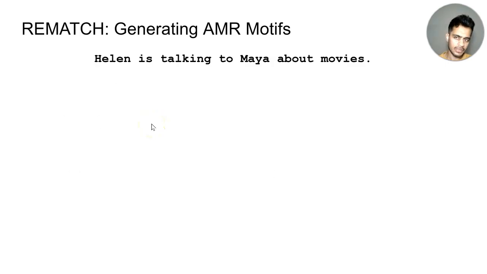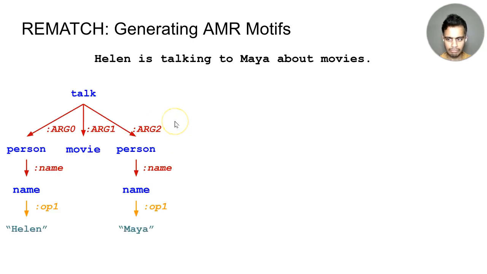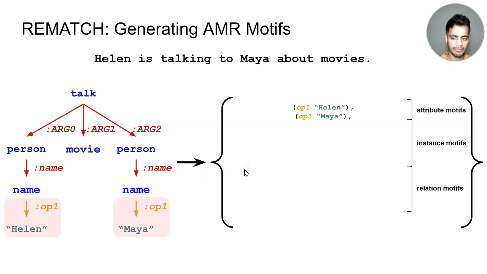Now let's talk about our method, Rematch. The first step in Rematch is to generate AMR motifs. For the sentence, Helen's talking to Maya about movies, we have this AMR on the left, which includes the three components that we described: instances in blue, attributes in orange, and relations in red. Rematch uses these components to create respective graph features that we refer to as motifs.